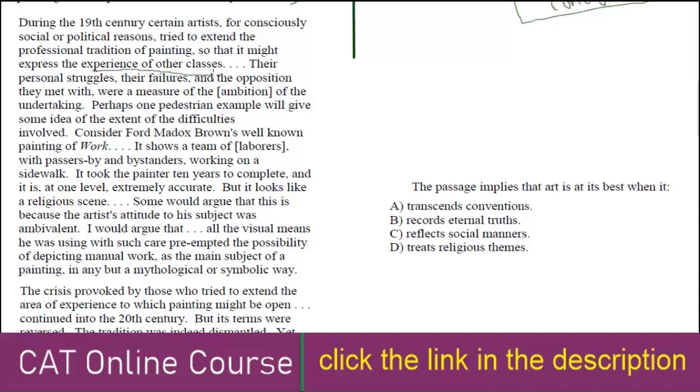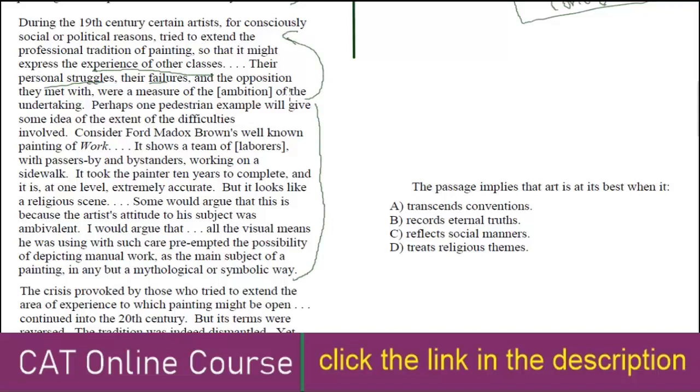Now you have something additional. Earlier, the artists used to paint with conventions serving only a certain class, and now there was a change in the 19th century, and the artists tried to extend the tradition of painting to express the experience of other classes, their personal struggles, their failures, and the opposition they met. Perhaps one pedestrian example. So this is what I call basically exemplifying what has been given earlier. So this becomes an easy paragraph for me.